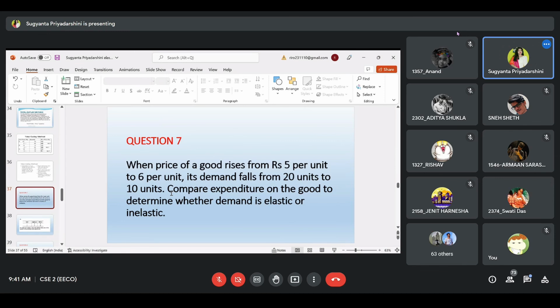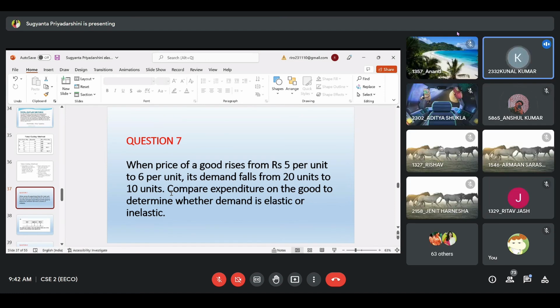100. That's 5 into 20, right? Price is 5, initial quantity is 20, 5 into 20 is 100. What is the final total expenditure? 60. Perfect.